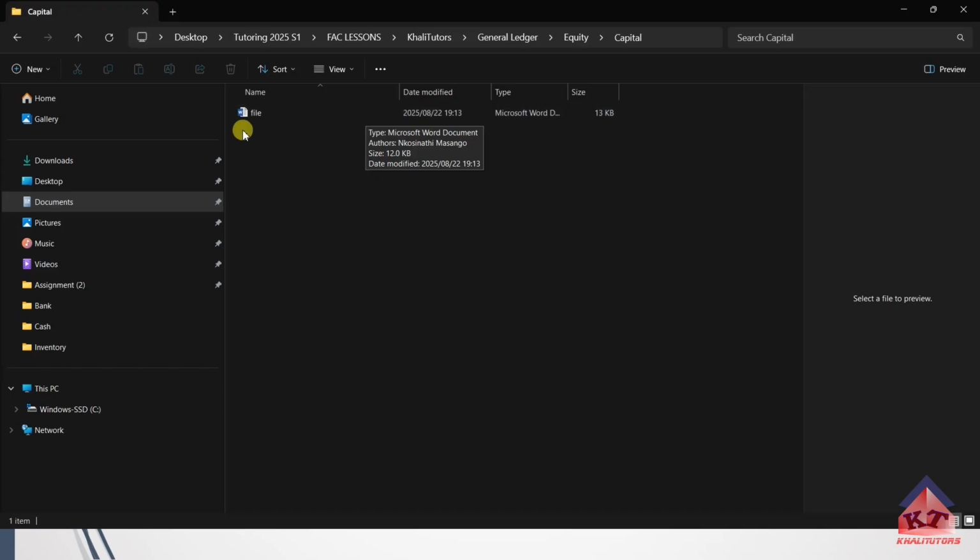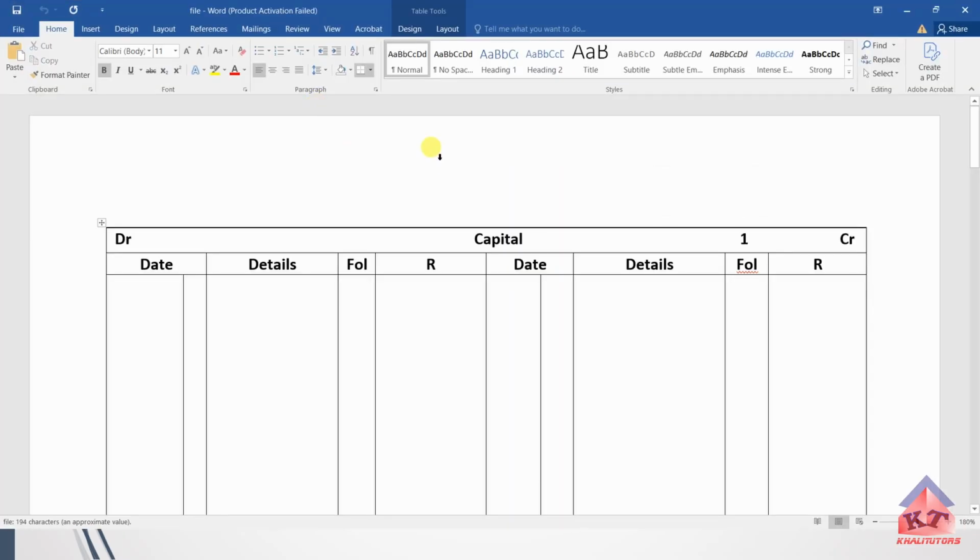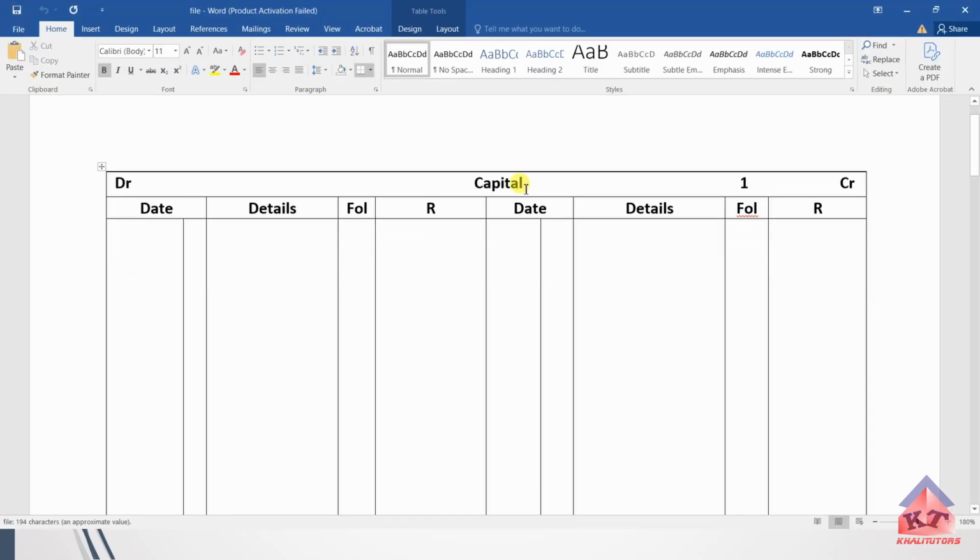Okay, so this file here will represent something called a T account, okay? So basically what a T account looks like, as we know that at the moment we are inside the capital account.